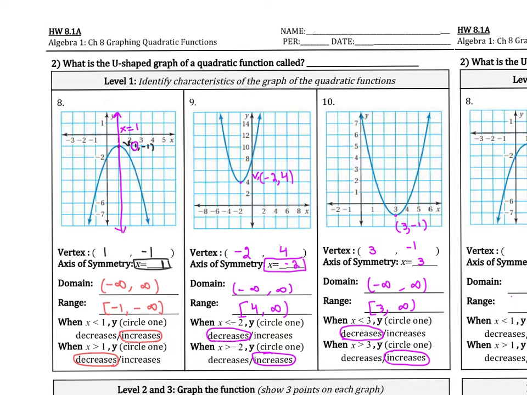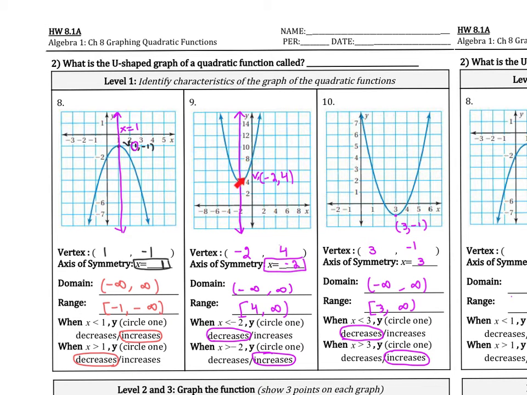For question number 9, the vertex is going to be negative 2 comma 4, where the axis of symmetry is going to be x equals negative 2, the x coordinate. Now this line, that is the axis of symmetry, is going to divide the parabola into two equal parts. When it's less than negative 2, the graph decreases. From the greater than side, it increases.